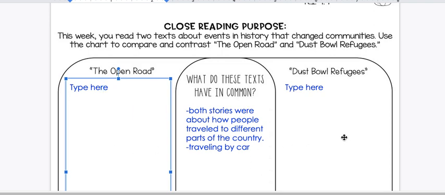Another difference is the big event in each story. So in The Open Road, the big event was that Model Ts were made for the first time, which led to people doing what? That they'd never done before. Think on your own and write. People were able to blank for the first time because of Model Ts.